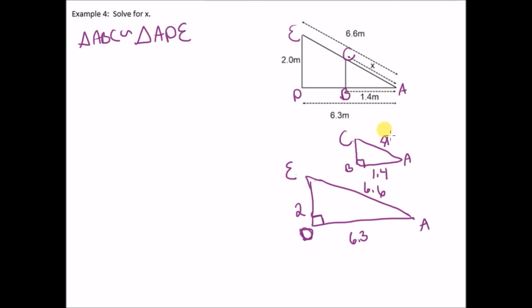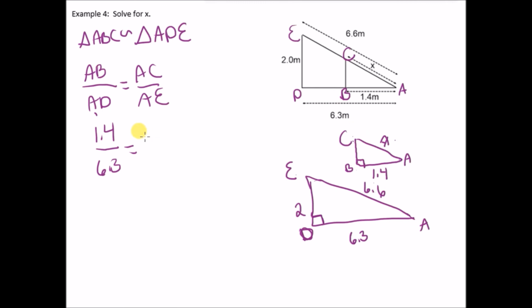So if we're trying to solve for x, we need that 6.6 over x as a ratio. Okay? So let's do the letters first. Let's go AB over AD, because those correspond, and AC over AE. So the length of AB is 1.4. The length of AD is 6.3. And the length of AE is x, which is what we're trying to solve for. And the length of AC is 6.6.